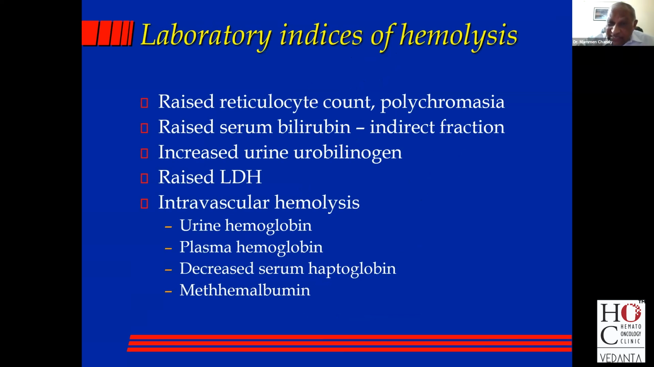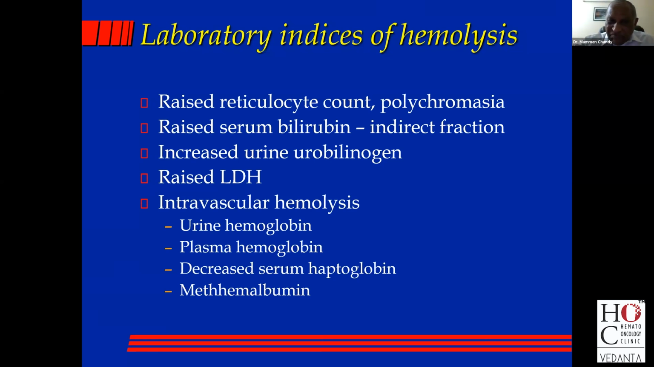If you don't have a retic count and you have polychromasia on the film, that means that the retics are raised. Second, raised serum bilirubin. And here it will be the indirect reacting bilirubin which is raised. Next, increase in urinary urobilinogen. We almost never do this test today. It's too cumbersome. And this, I believe, is very, very important. Raised LDH. If your LDH is normal, it is unlikely that there is significant hemolysis, right?